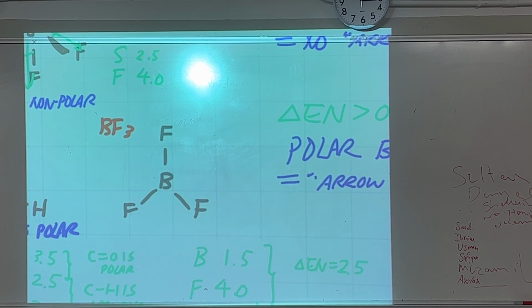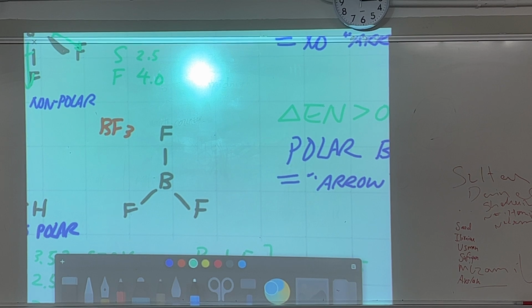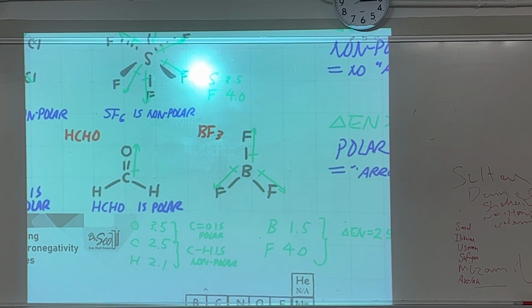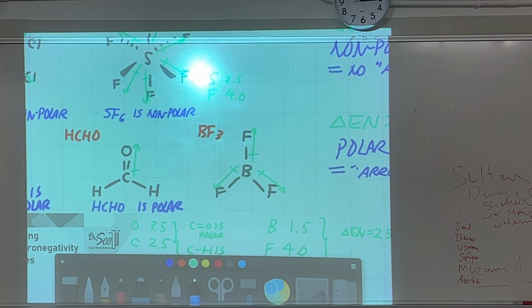So how do we draw the dipole? B to F or F to B? B to F, okay. So does it look like these dipoles will cancel or will they not? They will cancel. Usually when the arrows radiate outward or inward in a very symmetric manner, they cancel. And sometimes you can trust your instinct.